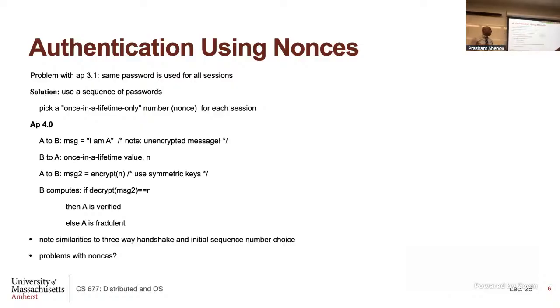Bob is going to generate a one-time nonce integer and send it back to Alice and say, prove that you are Alice with this integer. Now, Alice is going to encrypt that nonce. Previously, you encrypted your username. Now, you're encrypting the nonce with the secret key, and then you send that encrypted nonce back to Bob. Bob will decrypt it and verify that the nonce actually came back. So now you have authenticated Alice.